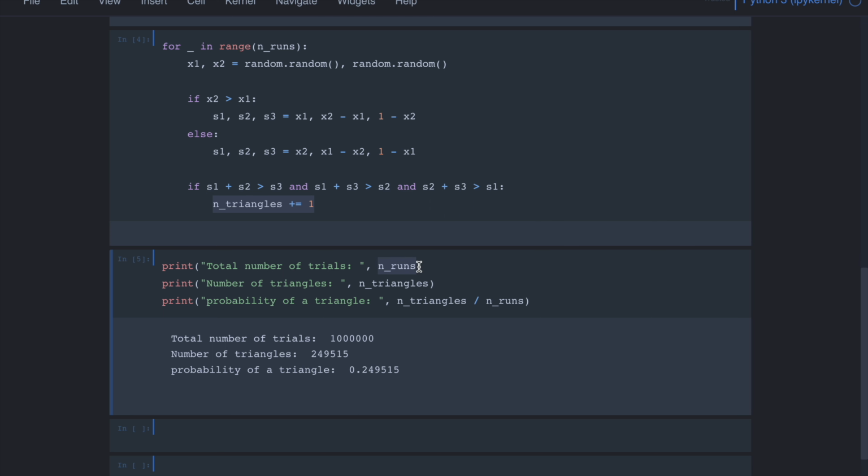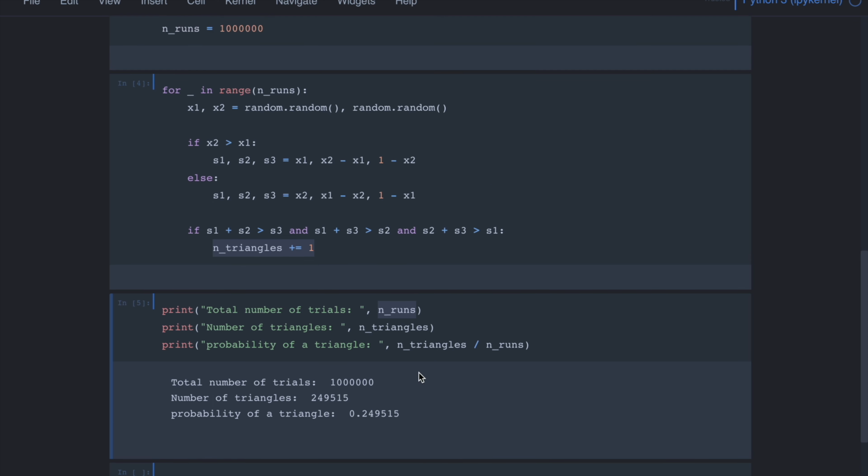The total number of trials, or experiments, we have carried out is about 1 million. The number of favorable outcomes is roughly about 250,000-ish. So the probability of forming a triangle is roughly 0.25, or 1/4.